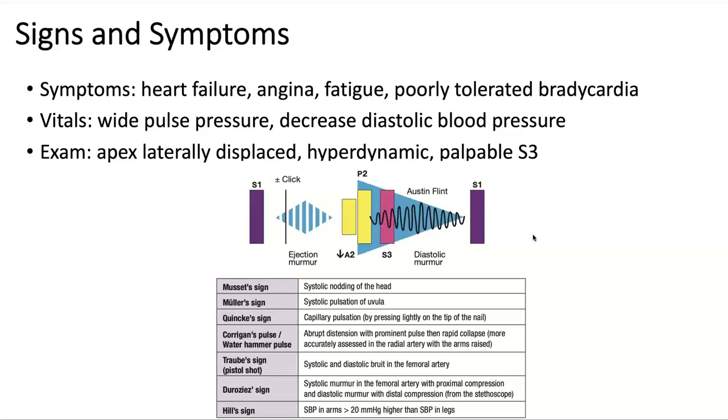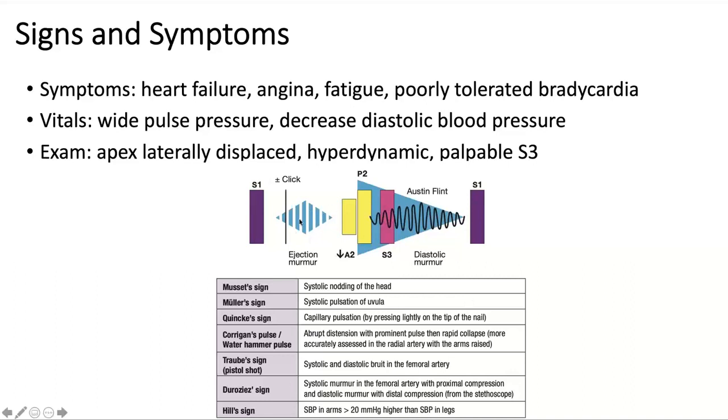So things to look at in vitals: wide pulse pressures, which is due to a decrease in your diastolic blood pressure. And just worth noting on exam, the apex can be laterally displaced, especially from a volume overload perspective, hyperdynamic, and a palpable S3. In terms of the murmur itself, it's a decrescendo diastolic murmur that starts from S2, the aortic position. Interesting, and some buzzwords: Austin Flint murmur, which is a diastolic rumble that's usually caused by the aortic jet hitting the anterior leaflet of the mitral valve.